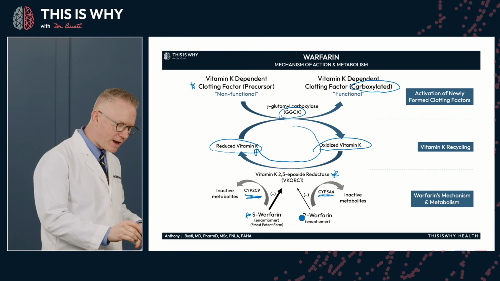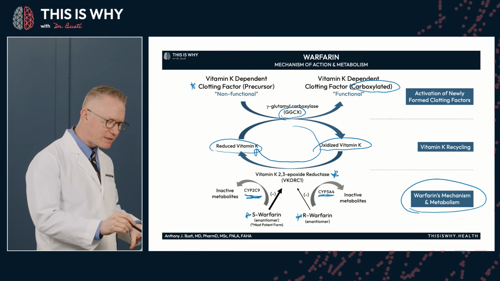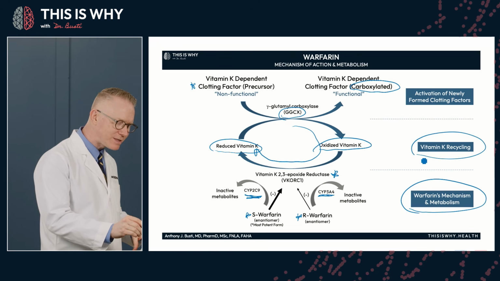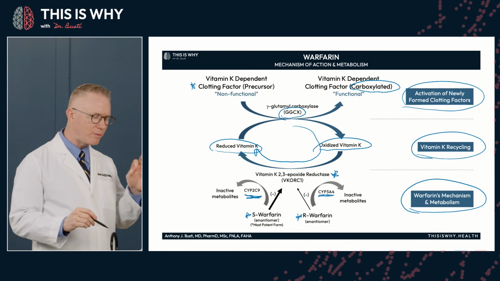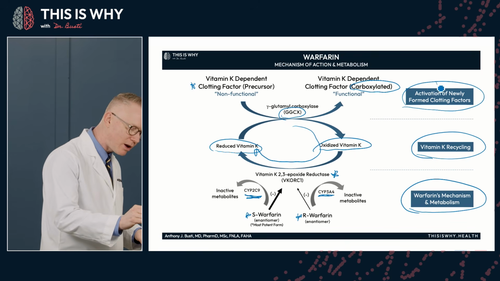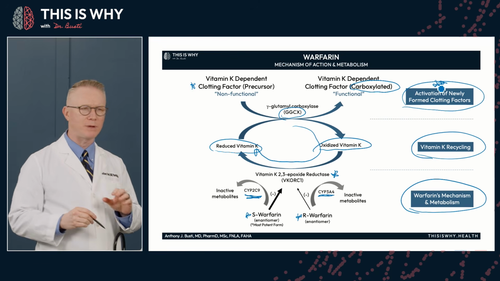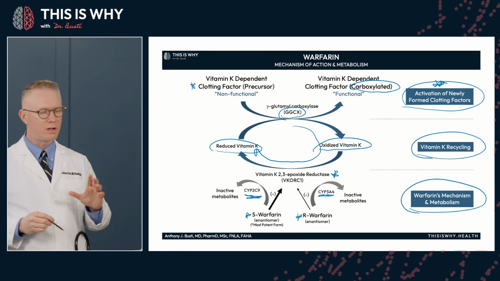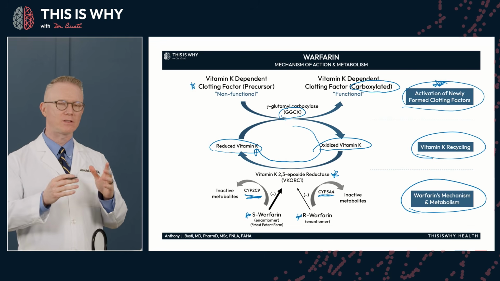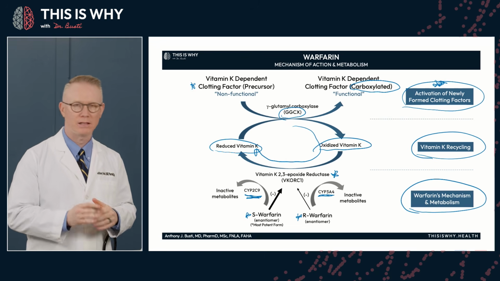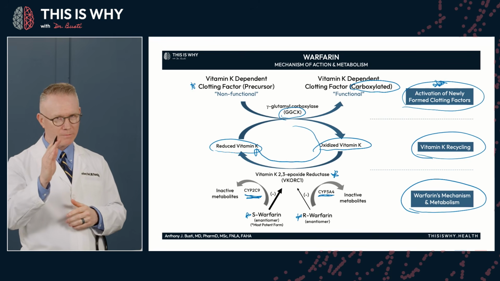So down here we have the warfarin's mechanism of action and metabolism. We have the vitamin K recycling, and then we have the functional activation of newly formed clotting factors. Now I want to stop right here and make a comment, because this is really important to understanding why the anticoagulation effect of warfarin is not immediate. So follow, okay?